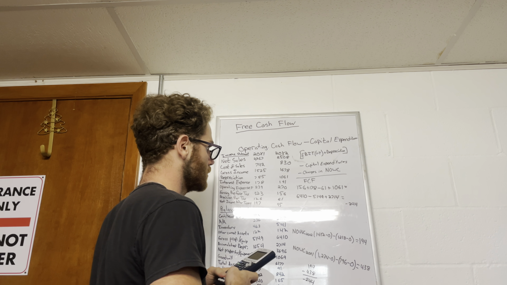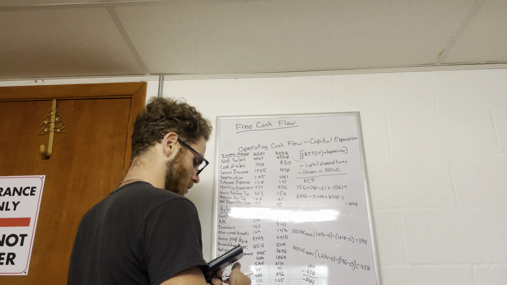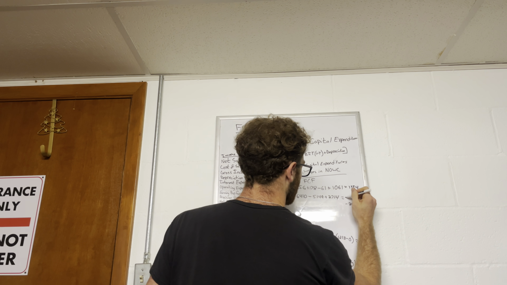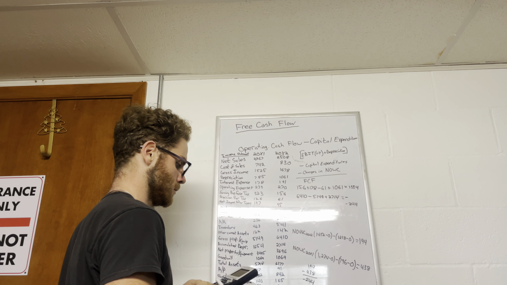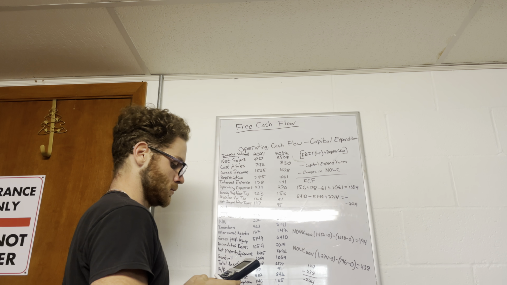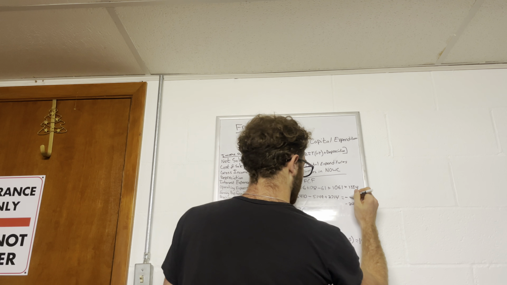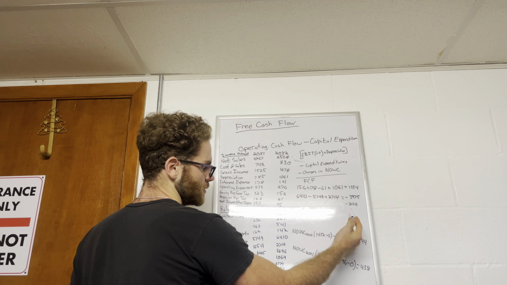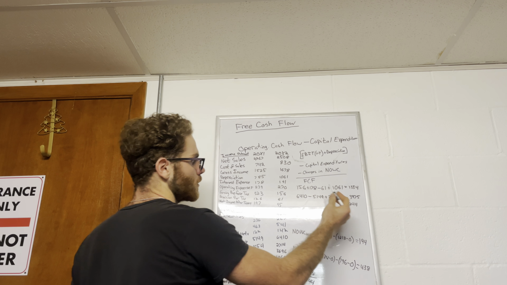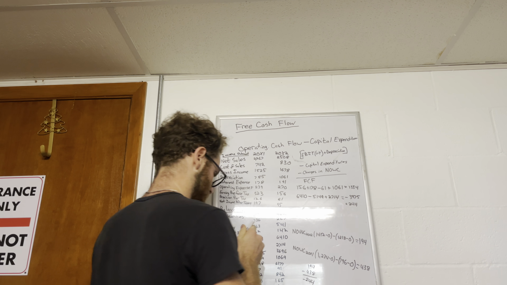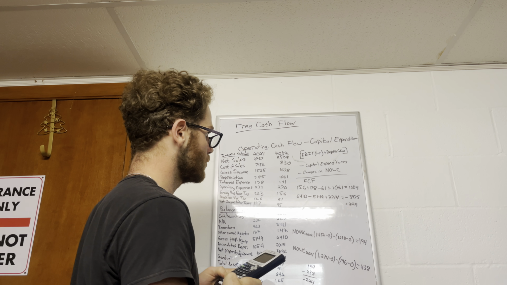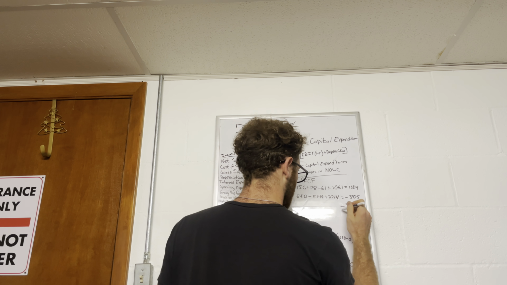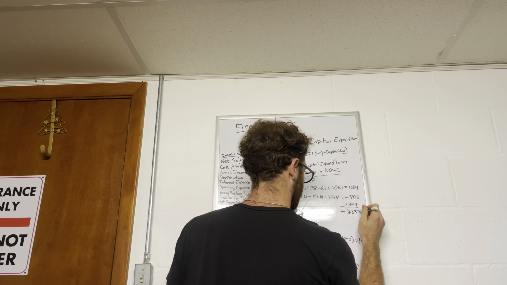8 minus 61 equals. So then you have $1,334 minus capital expenditures of $3,975, and then this would be minus the 244, but since it's negative 244, you have to add it, which brings us to a free cash flow of negative $2,397.